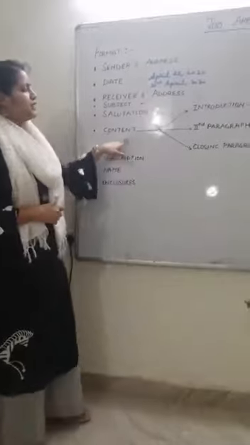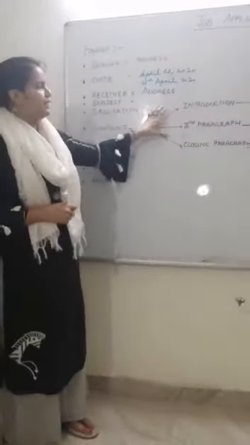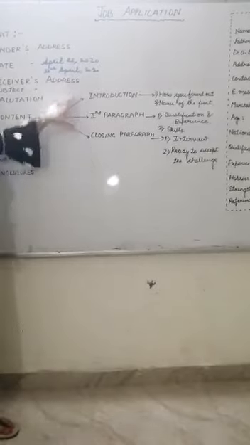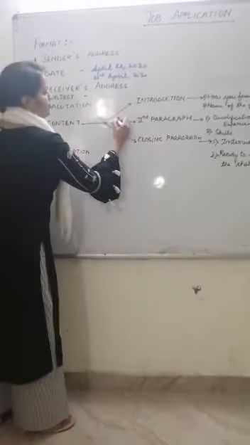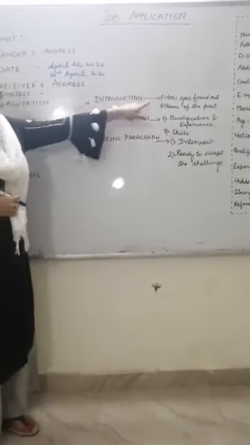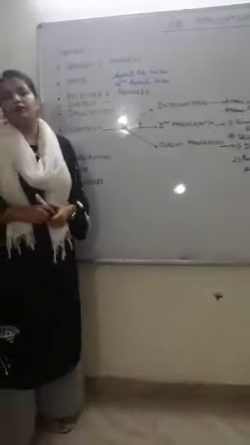The content of the job application is further divided. Dear students, the very first is the introduction, you call it the introductory paragraph also. Then we have the second paragraph, and then we have the closing paragraph. So it's quite clear how many paragraphs we have to make: 3 paragraphs here. The very first is the introduction, where we will cover from where you came to know about that post.